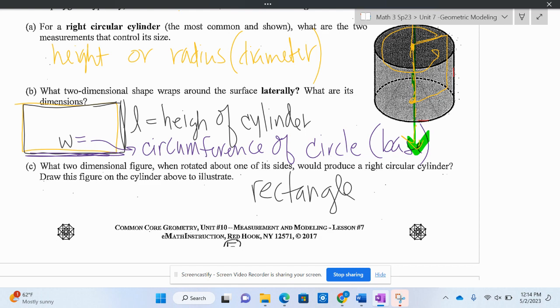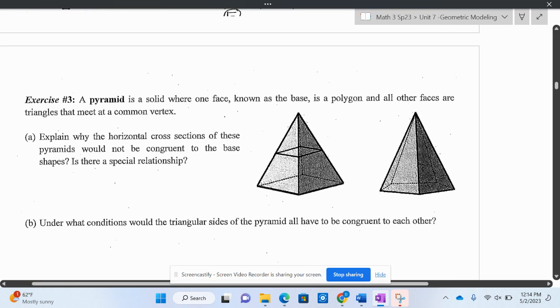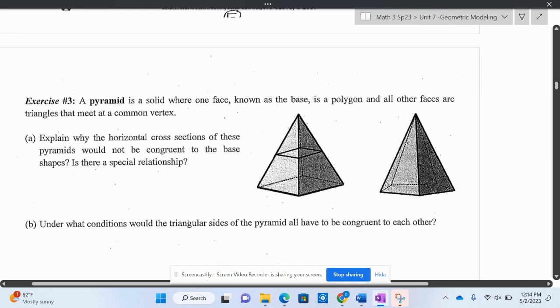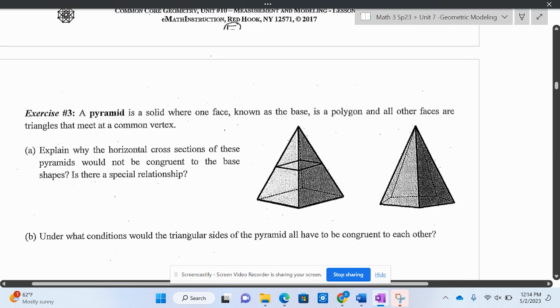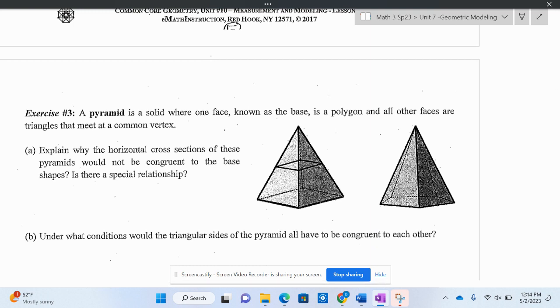Yeah, a circle with a piece of purple Post-it on it. You're exactly right. All right. The next solid that we're going to talk about is a pyramid. Pyramids are different than prisms or cylinders because why? It has one base. Yeah, we have one base.